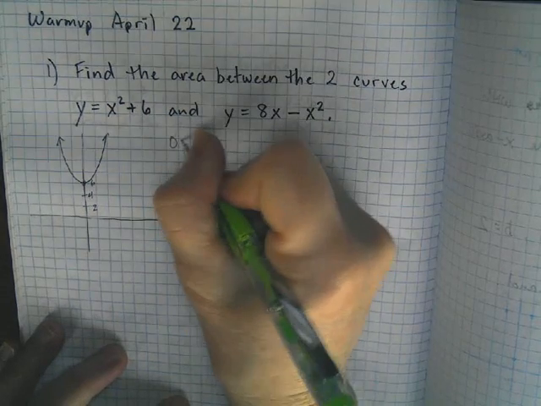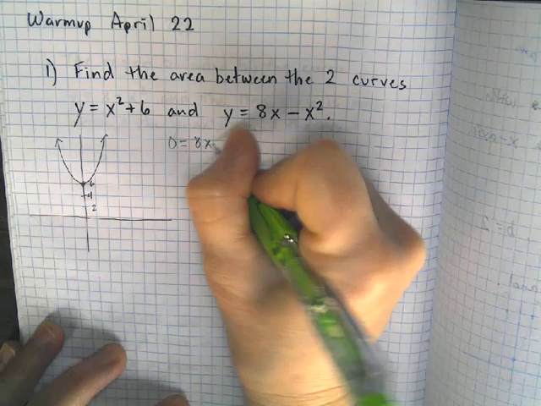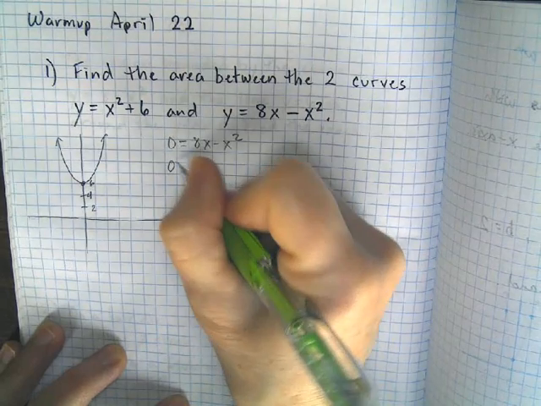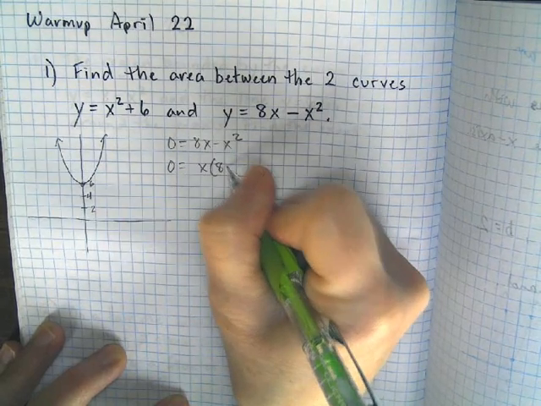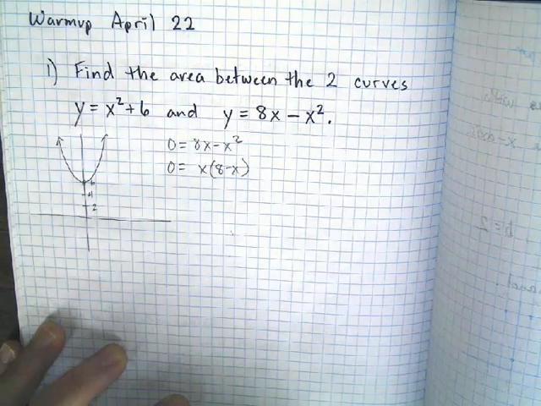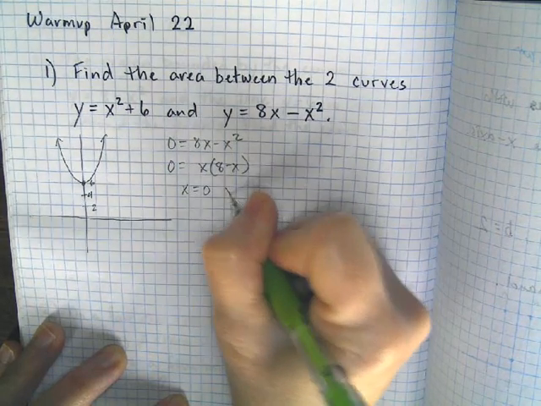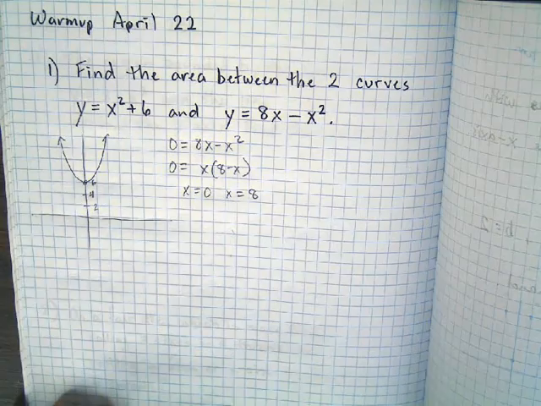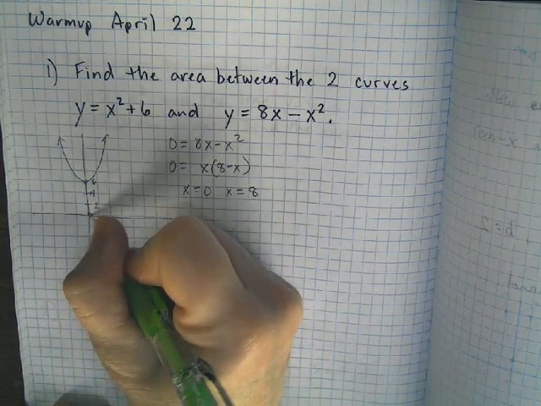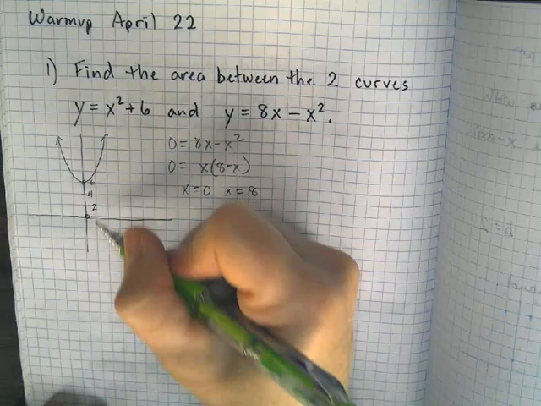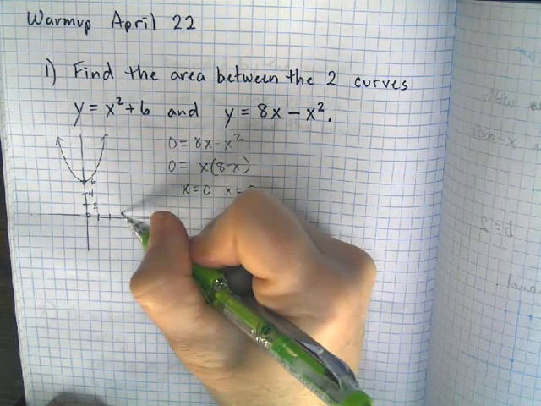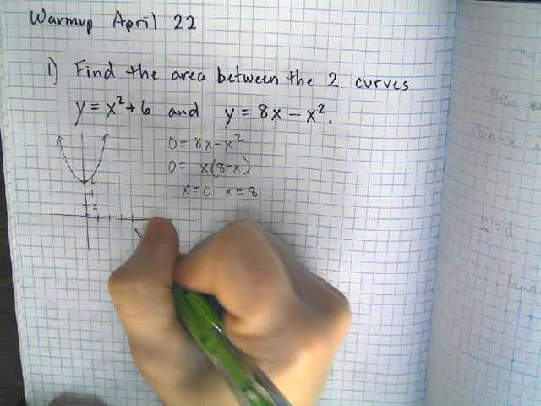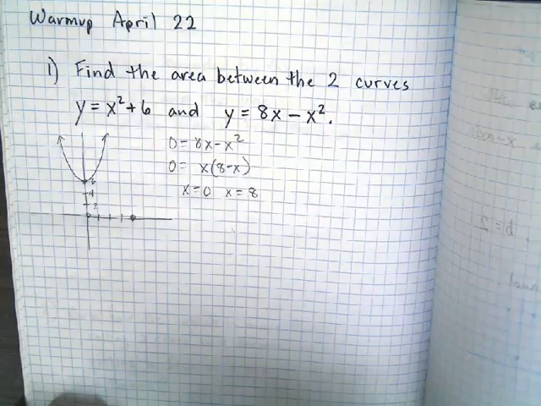So 0 equals 8x minus x squared. Factor out the x. And if I solve that, I get x equals 0 and x equals 8. Because 8 minus 8 is 0. So my x-intercepts are going to be 0 and 8. So if I'm counting by 2s, 2, 4, 6, 8. There we go. Okay, these are my x-intercepts.